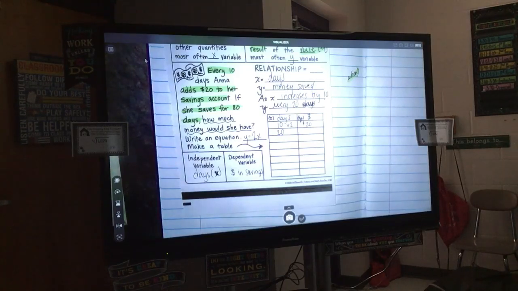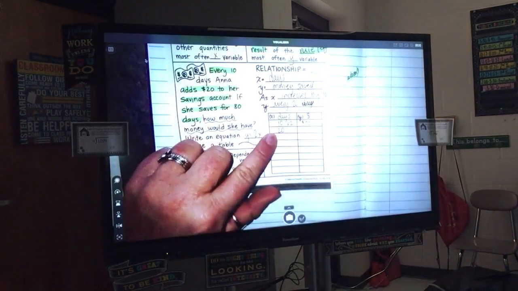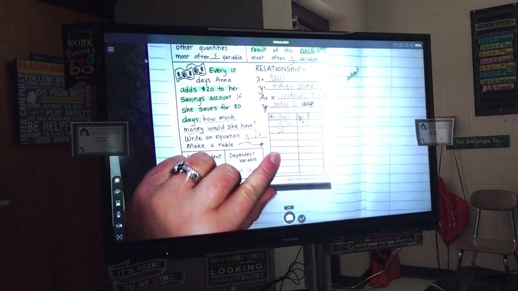Your X increases by 10. Your Y increases by... look, when you fill out the chart, you're about to see it. Because it's 10, 20, 30, 40, 50, 60, and so on.